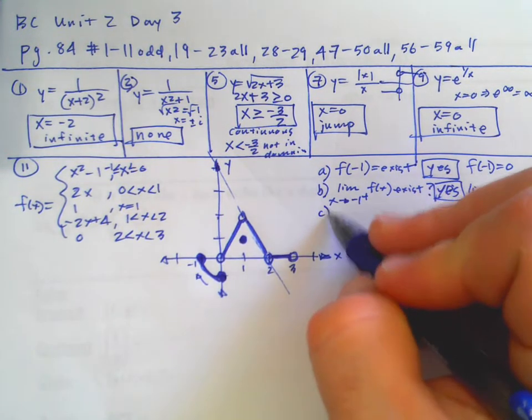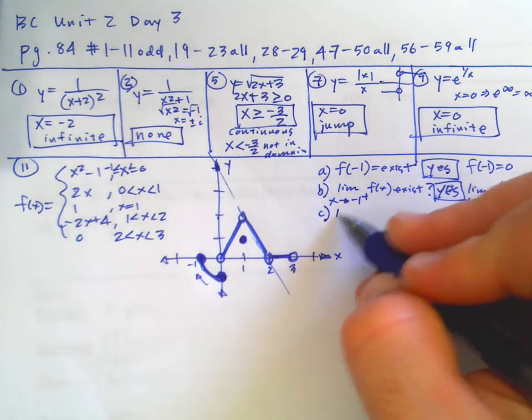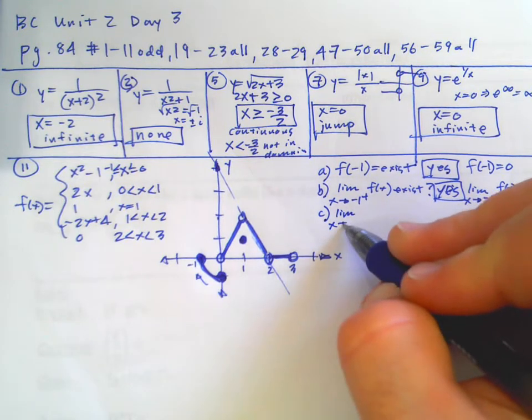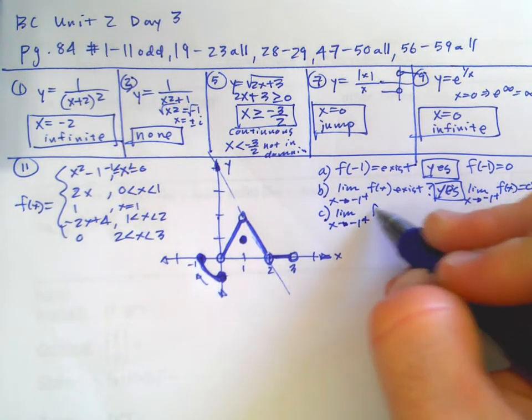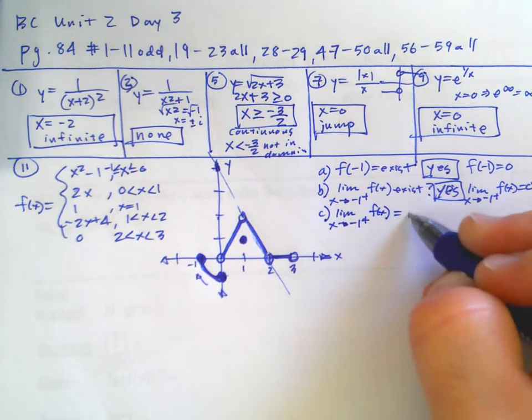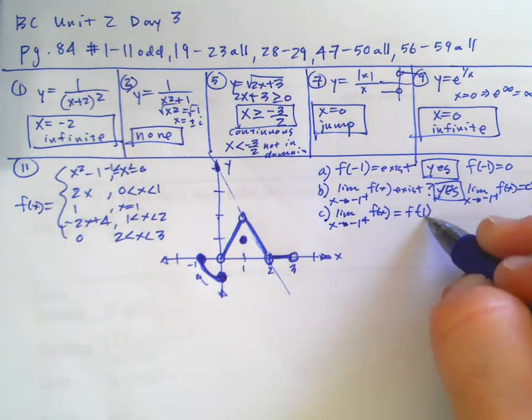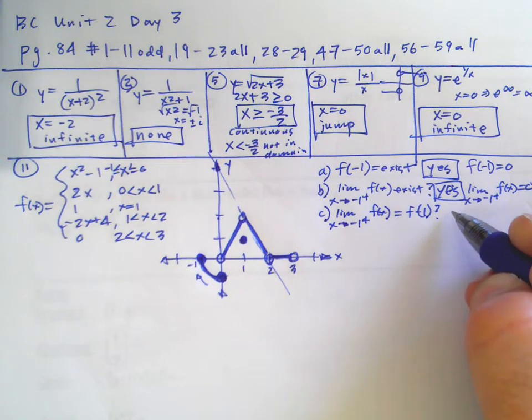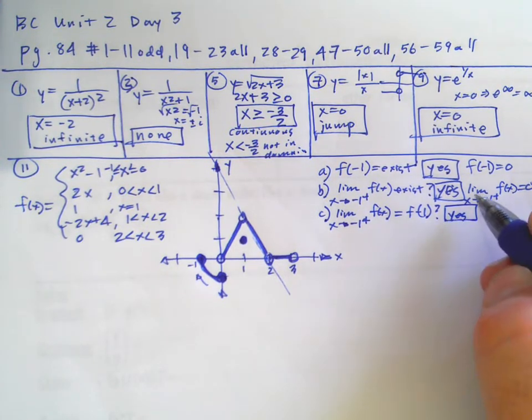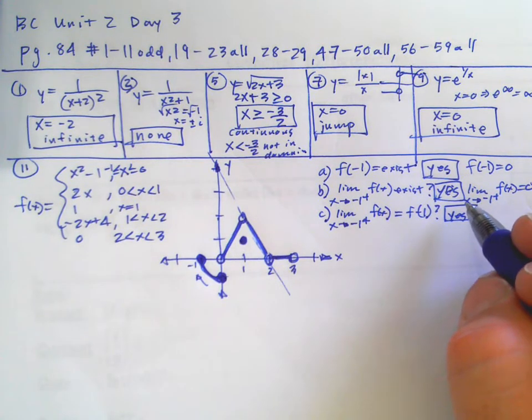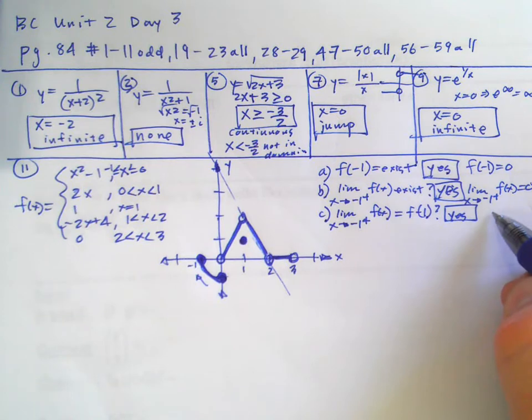Okay, C says, does the limit as x approaches -1 from the right of f of x equal the value of the function at -1? Yes. We just showed that they're both equal to 0, right? So yes, they both equal 0.